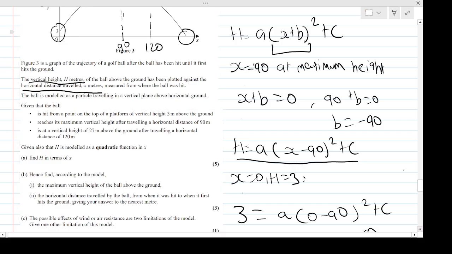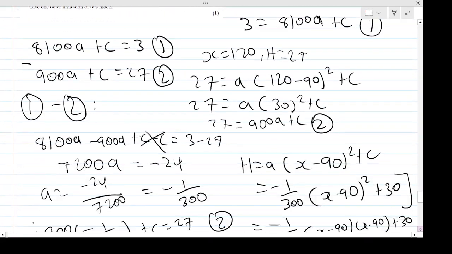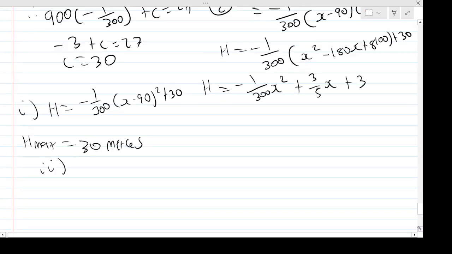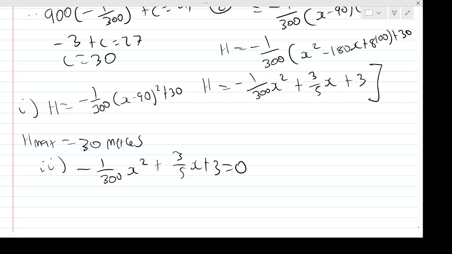But when it hits the ground is going to be the root, right? It's going to be when it crosses the x-axis. Well, that's going to be when the quadratic equals 0, isn't it? We've worked out what the quadratic is, so this whole thing has to equal 0. So minus 1 over 300 x squared plus 3 over 5x plus 3 equals 0. So now I'm essentially solving that. So again, I'm going to divide by minus 1 over 300 to make it nice to work with.